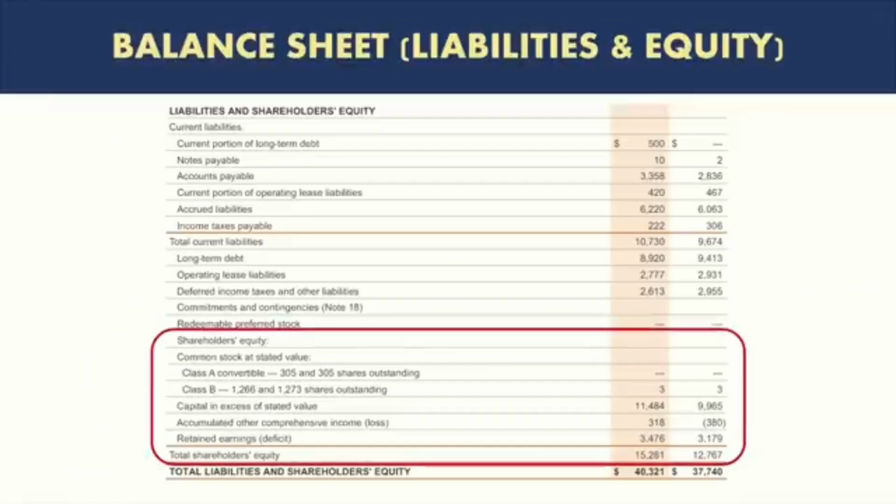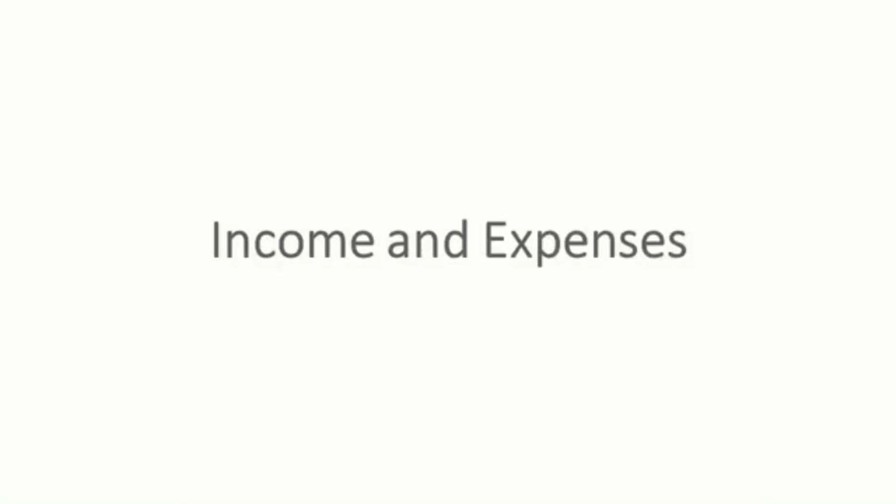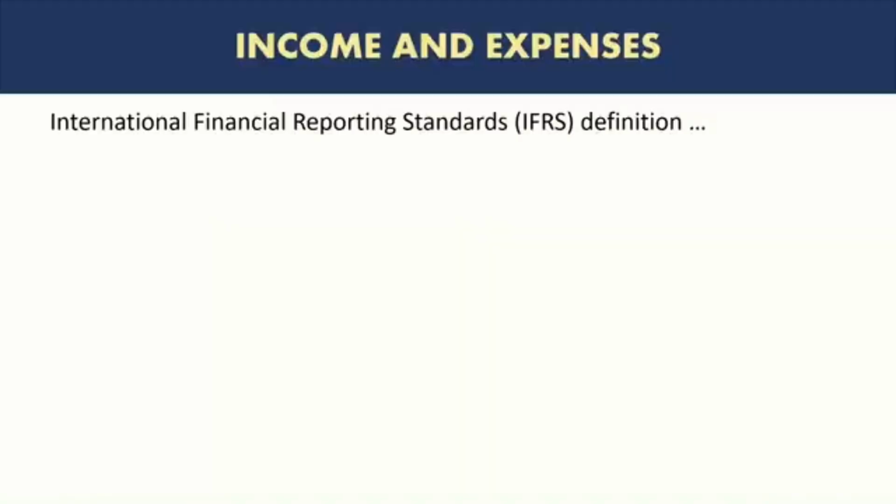So as mentioned, you can find equity in the balance sheet, usually in the liabilities and equity section. You see here total liabilities and shareholders equity, and these are the line items for the equity represented in the balance sheet. We have looked at the balance sheet items, assets, liabilities, and equity. Now it's time to look at the income statement items, income and expenses.